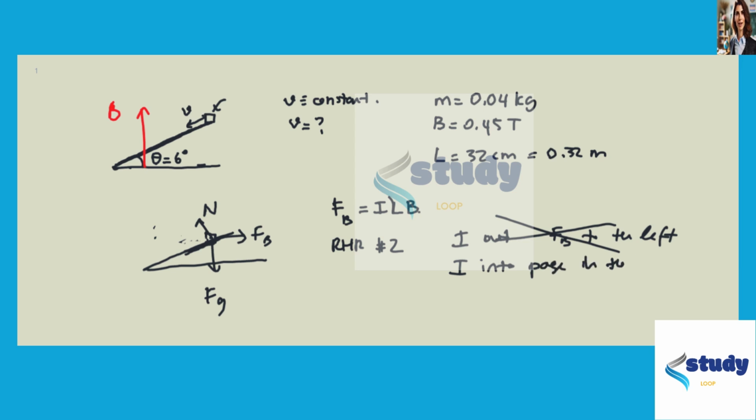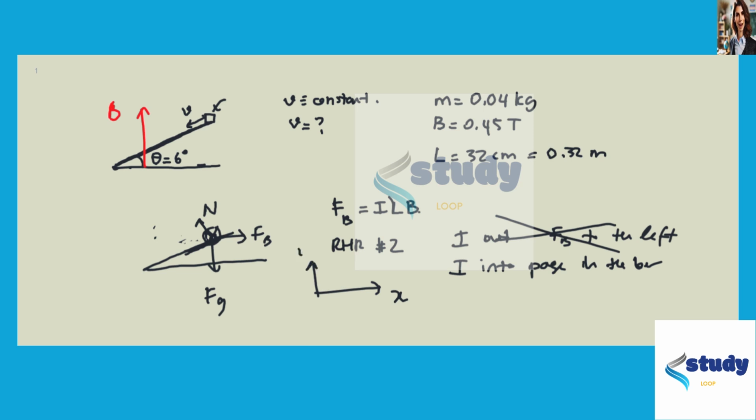in the bar. When the current is into the page, again use your right hand rule. Your thumb is in the direction of the current into the page. B field is going up. Then curl your fingers 90 degrees. The tips of your fingers show F sub B. So I has to be into the page on the bar, so that you would have F sub B to the right, so that you would have a constant velocity.